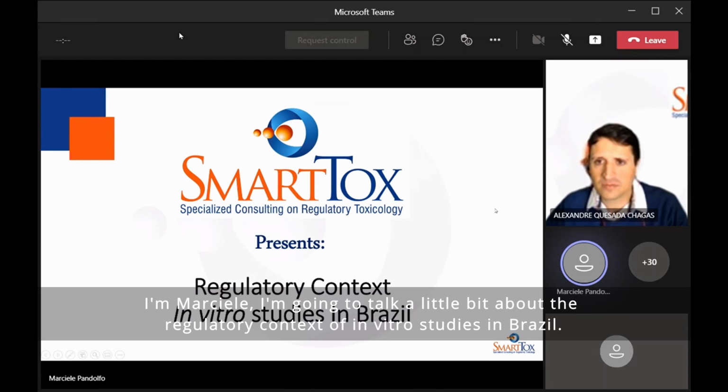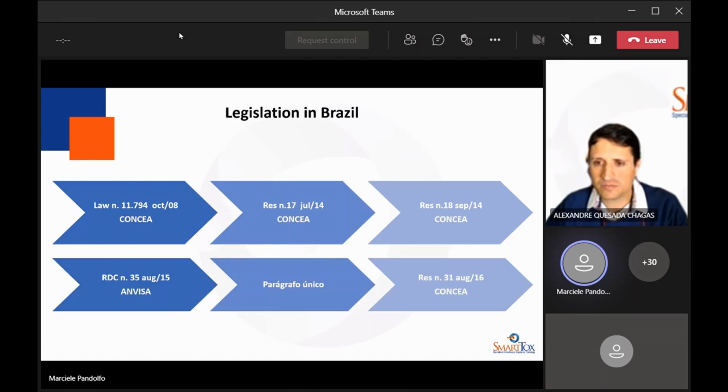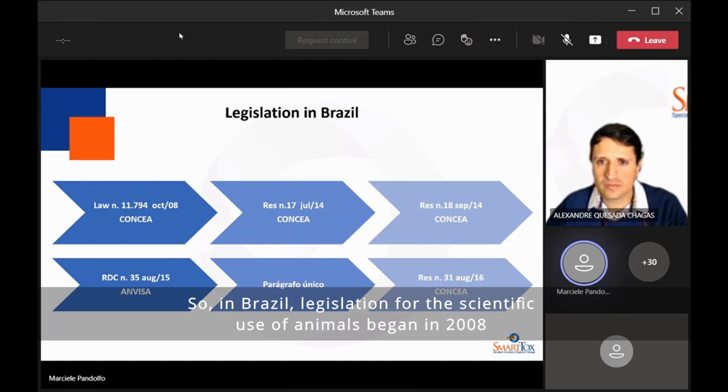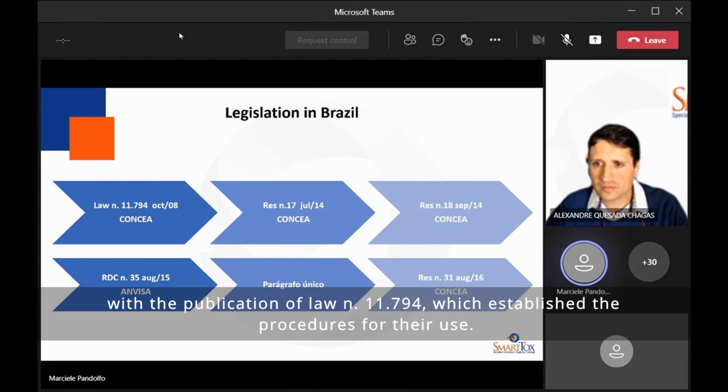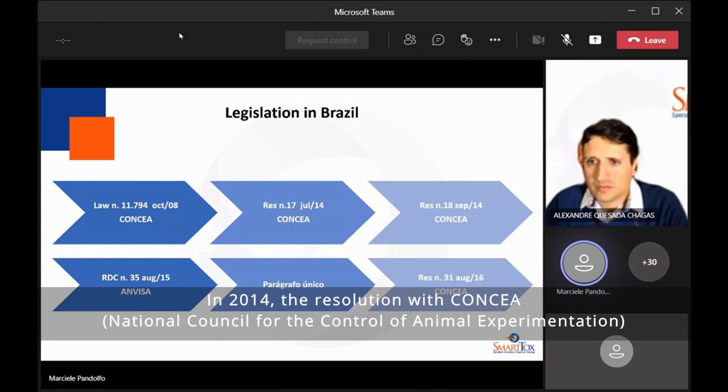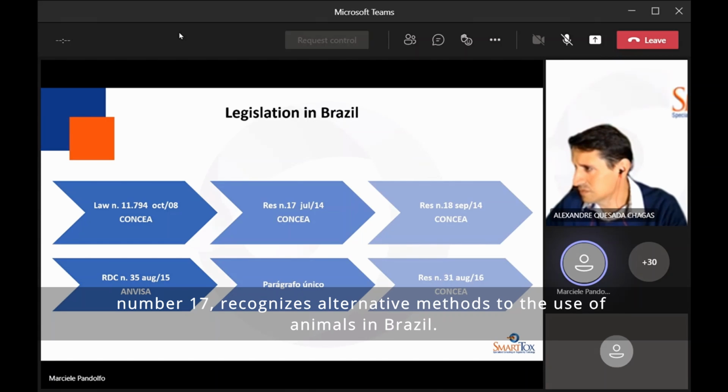Bom, eu sou Marciele, vou falar um pouquinho sobre o contexto regulatório dos estudos in vitro no Brasil. Então, no Brasil, a legislação para uso científico de animais iniciou em 2008, com a publicação da Lei 11.794, que estabeleceu os procedimentos para o uso. Já em 2014, a resolução CONSEA, Conselho Nacional de Controle de Experimentação Animal, número 17, reconhece os métodos alternativos ao uso de animais no Brasil.